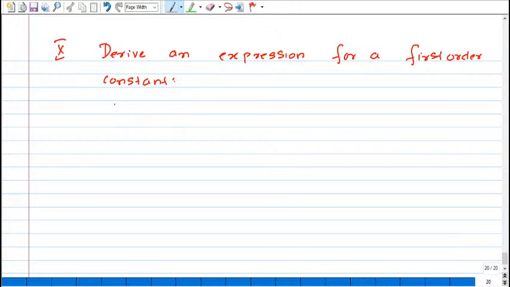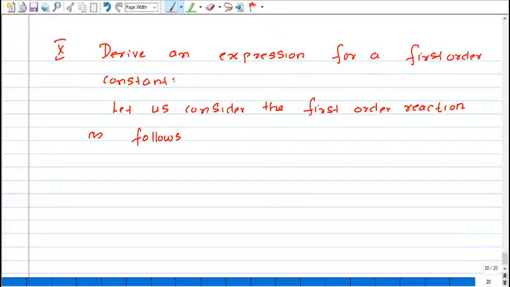So let us go with the solutions. Let us consider, write down this. Let us consider the first order reaction. If you are cleanly observing a class, I hope you can finish this lesson. Let us consider the first order reaction as follows. So that is A gives product. So we have not taken as A. We have taken as R gives product.